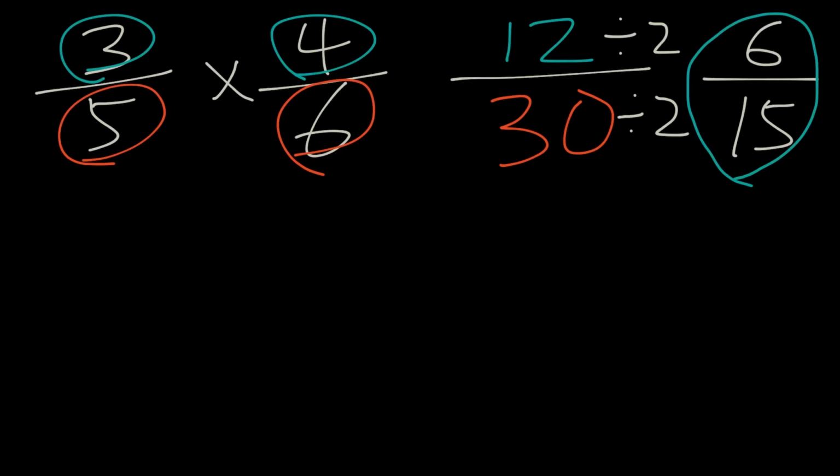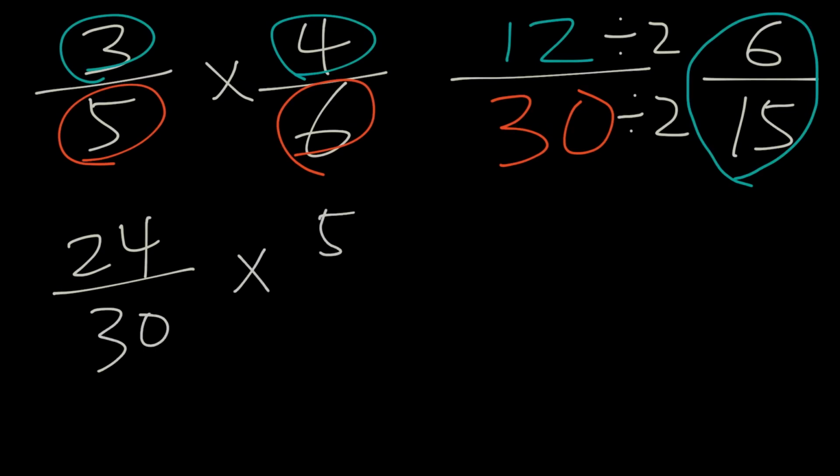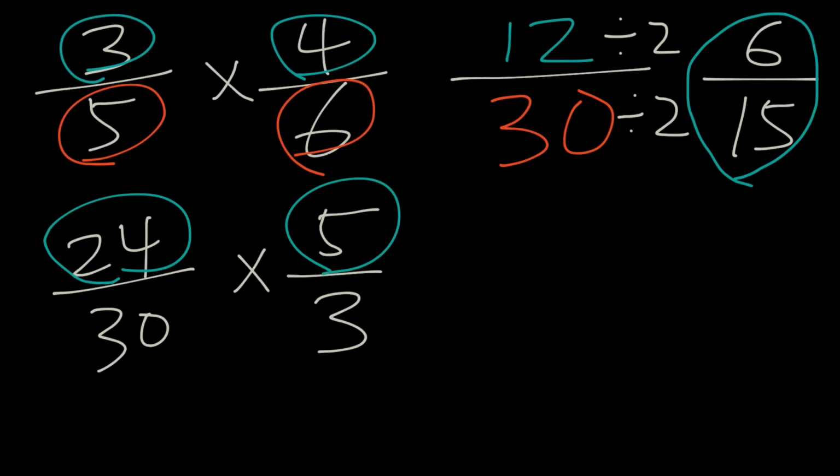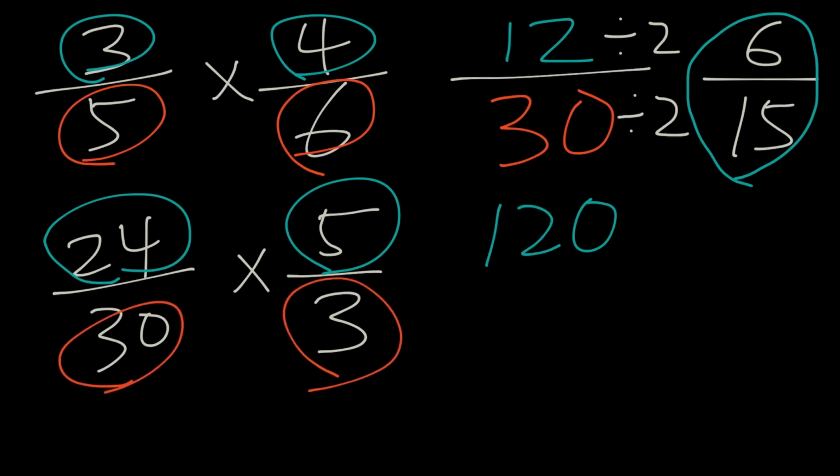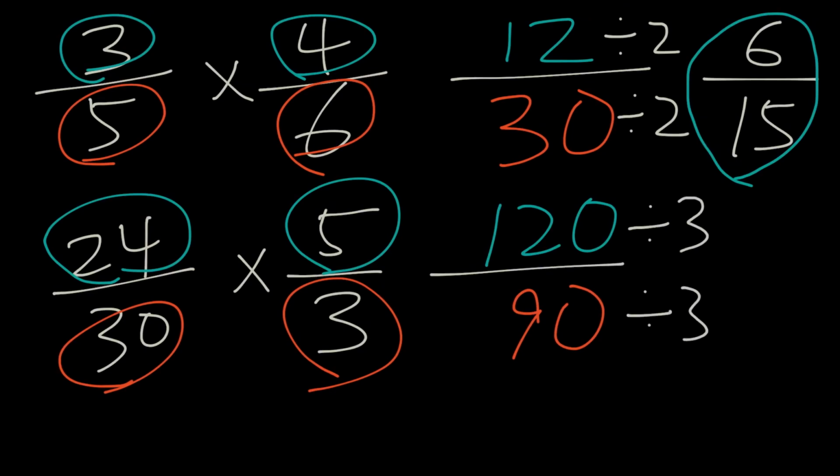Here is another example. By multiplying the same method, 24 times 5, the answer is 120. Now if we multiply the denominator, 30 times 3, that would give us 90. We can further divide this both by 3. So we will end up with 40 over 30.